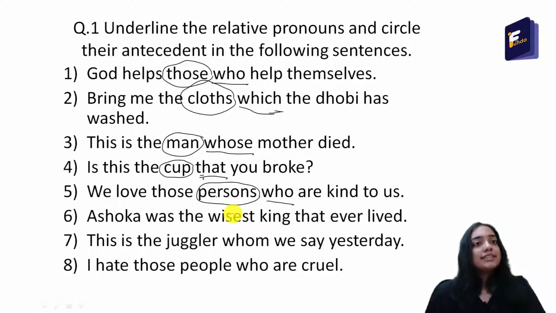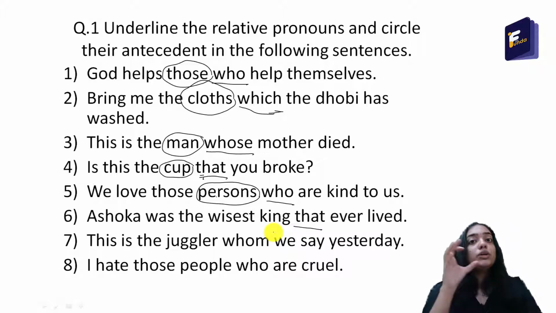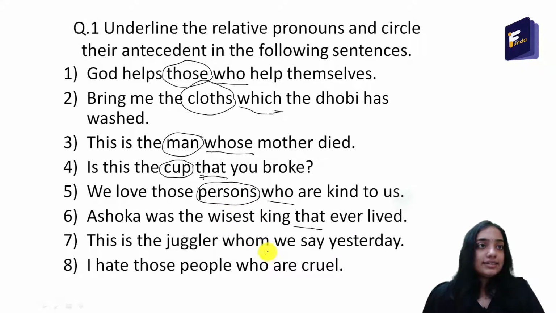Ashoka was the wisest king that ever lived. So here that is the relative pronoun. Ashoka is the wisest king that ever lived. So that is referring to king. Okay. Ashoka was the wisest king that ever lived. So it is not referring to Ashoka, it is referring to king, the word king. So here the antecedent is king.